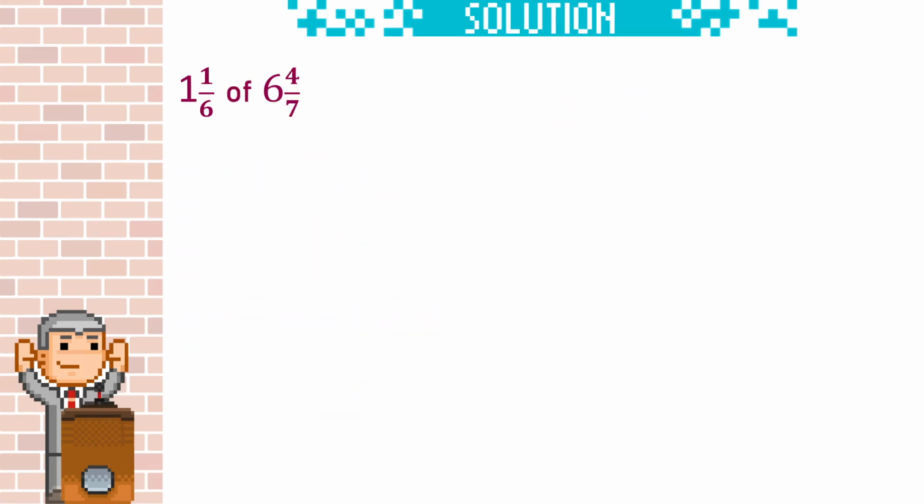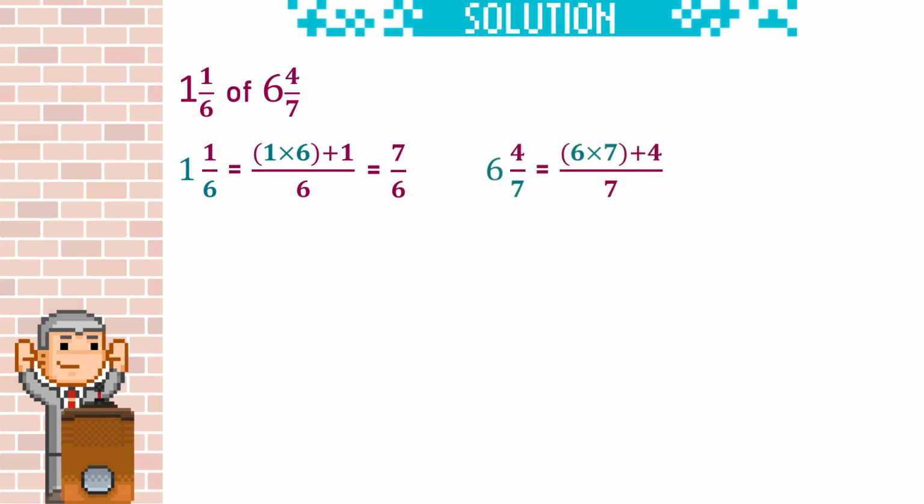We need to first convert the mixed numbers into improper fractions. We must do this for all multiplications and divisions. We can do this by multiplying the whole number by the denominator and adding it to the numerator. So we're going to start with 1 times the 6 added to the 1 at the top, which will give us 7/6. 6 times the 7, add the 4 at the top, 46/7. We can then rewrite the question with our improper fractions.